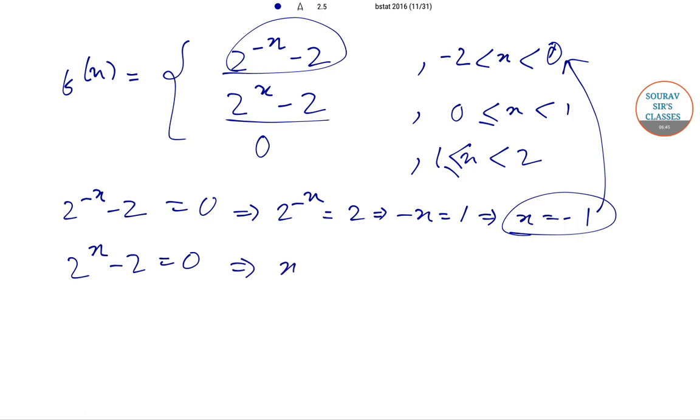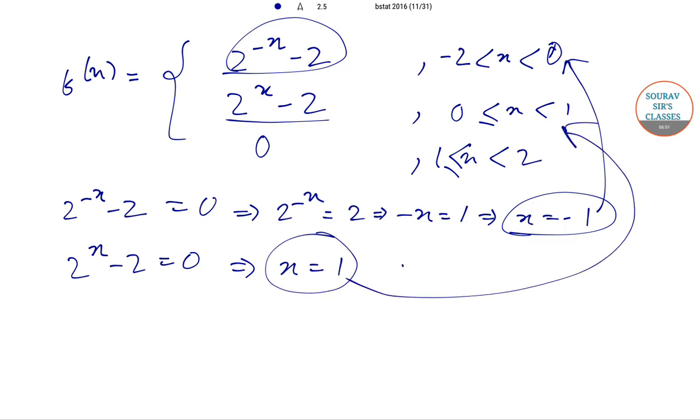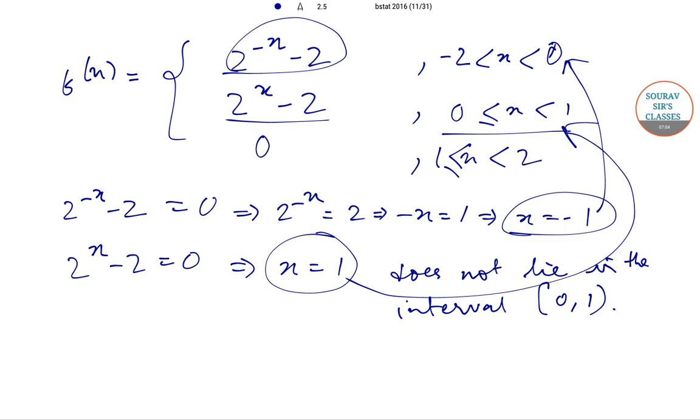This will imply that x is equal to 1, but this value does not lie in the interval 0 to 1, as has been defined over here. So x equal to 1 does not satisfy. This function is not satisfied in this interval.